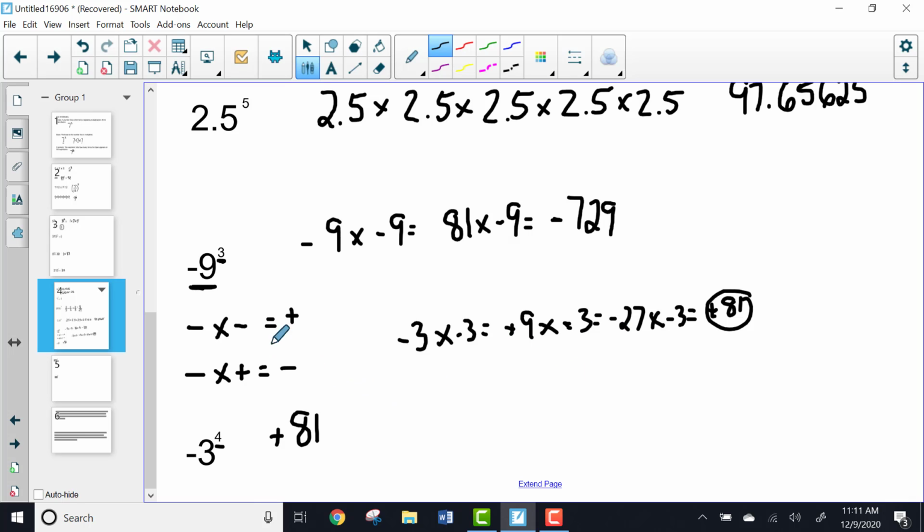But just the key tip: a negative number multiplied by an odd exponent is going to equal a negative number. A negative number multiplied by an even exponent is going to equal a positive number.